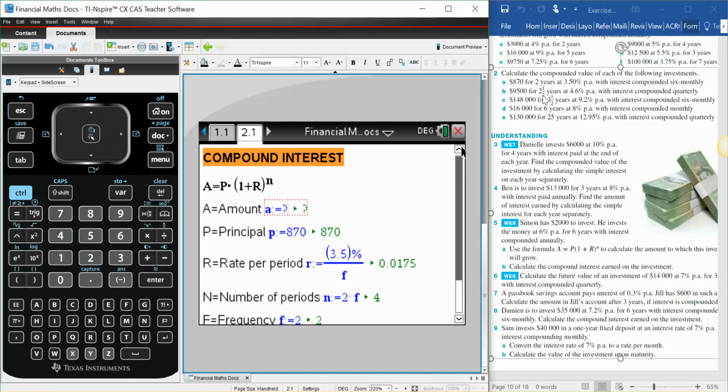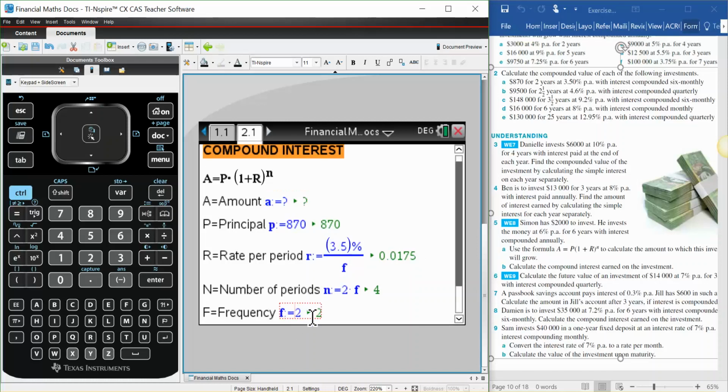$9,500 for 2.5 years at 4.6% per annum with interest compounded quarterly. Quarterly would be 4 periods per year. So if we want to go backwards this time, the amount of periods per year would be 4. Right? So we've talked about that being quarterly, so we're going to change that. The number of years was 2.5. So we'll change this to 2.5. The rate was 4.6. And the principal at the start was $9,500.